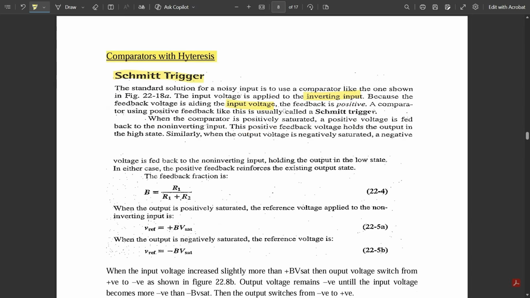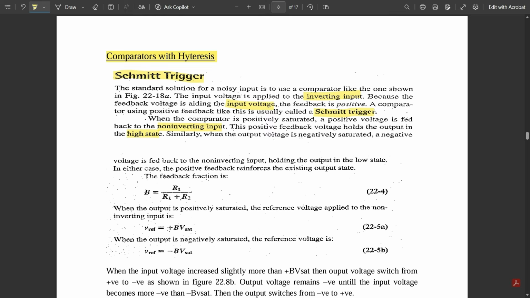So the feedback is positive. A comparator using positive feedback like this is usually called a Schmitt trigger circuit. Okay, the feedback is positive, and that's why a comparator using positive feedback is usually called a Schmitt trigger circuit. So when the comparator is positively saturated, a positive voltage is fed back to the non-inverting input. This positive feedback voltage holds the output in the high state. Okay, that is at the peak positive value.